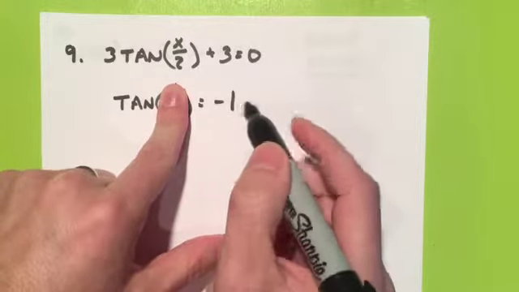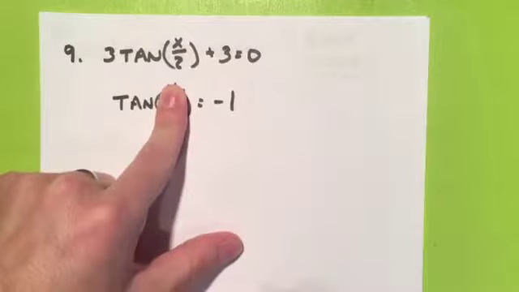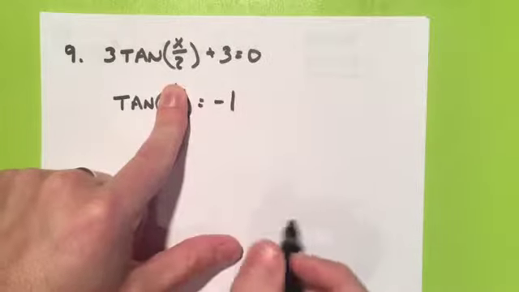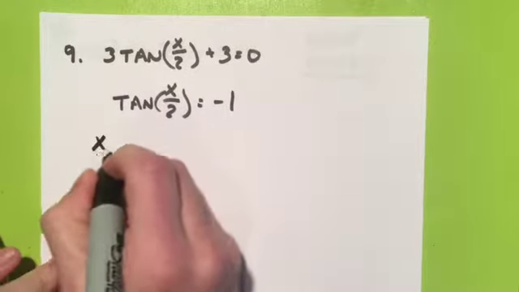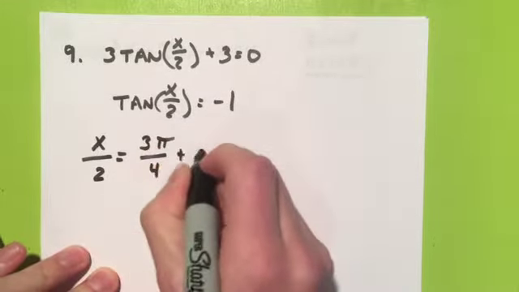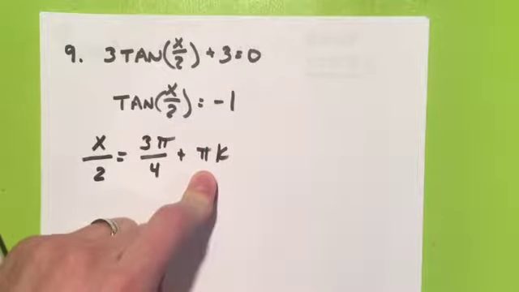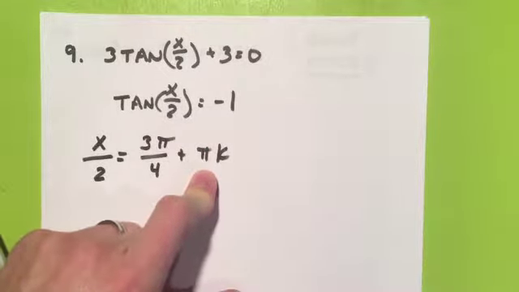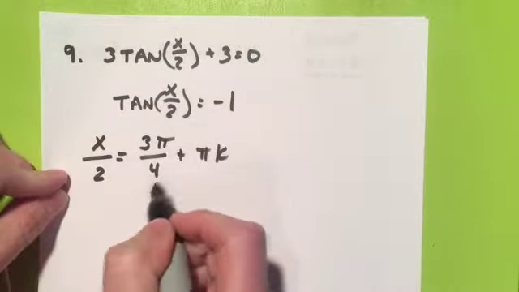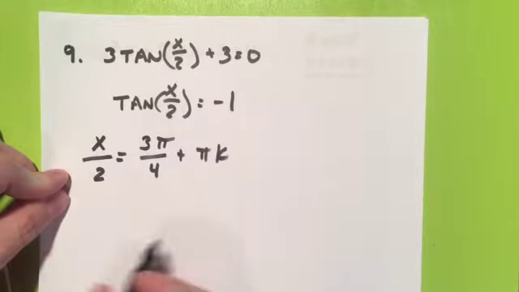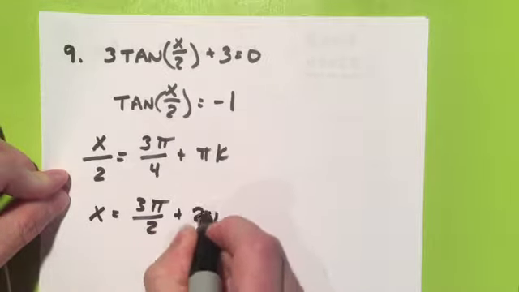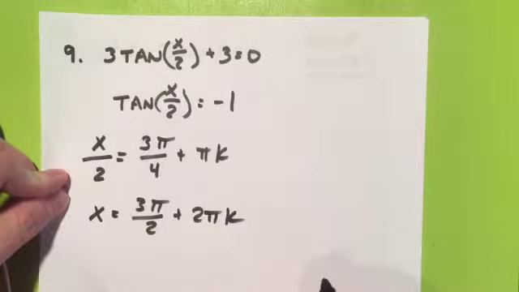Well, that something, tangent is negative in quadrant 2 and quadrant 4. Well, that's different by a space of pi, so that something has to be 3 pi over 4. So I'm going to set that something equal to 3 pi over 4 plus pi k. Reminder, tangent's period is pi, so I'm using pi, not 2 pi. Last step, if we've got x over 2 equals 3 pi over 4 plus pi k, we'll multiply both sides. We have x equals 3 pi over 2 plus 2 pi k. There's number 9.